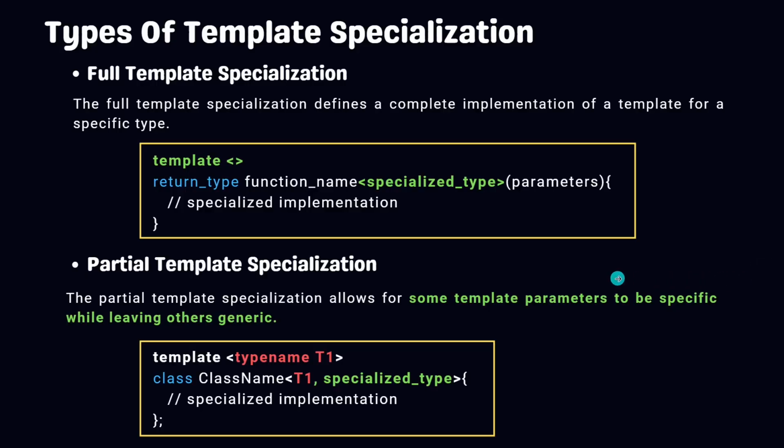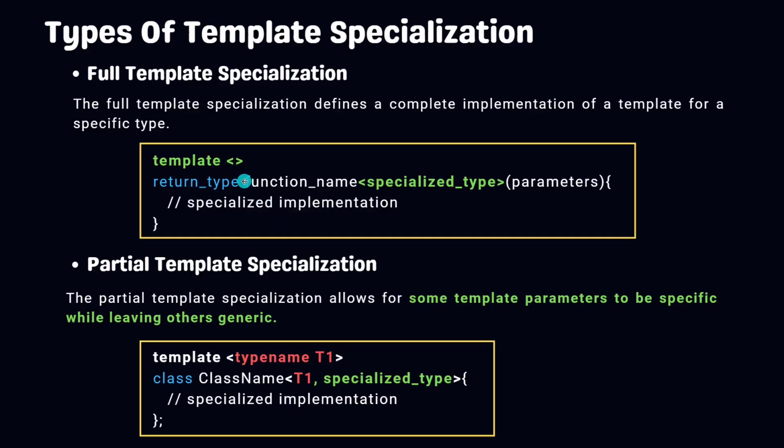Now we see the different types of template specialization. There are two types: one is full template specialization and one is partial template specialization. What is full template specialization? Full template specialization defines a complete implementation of a template for a specific type. That means if I am writing for the character data type, the whole template add method will perform for the character data type. It specializes for the character data type.